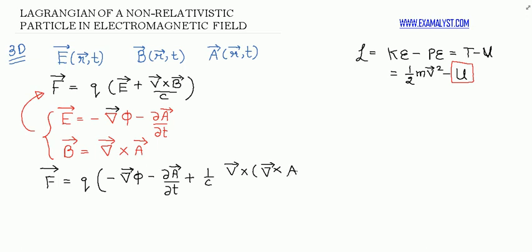del cross A. Now we all know what to do. So first let me remind you a relation. If you have A cross B cross C, so if you have this relation, then how to break it?